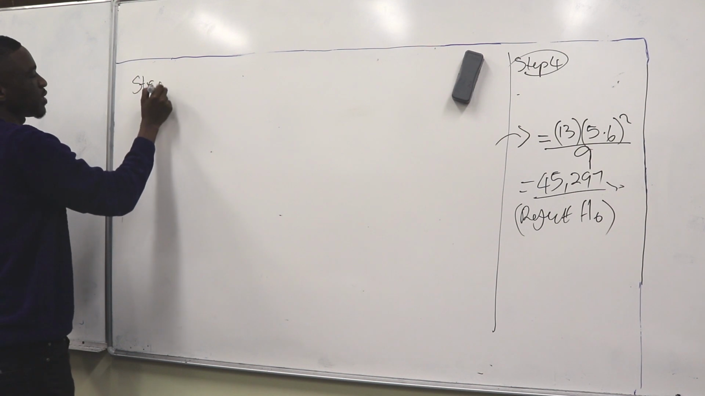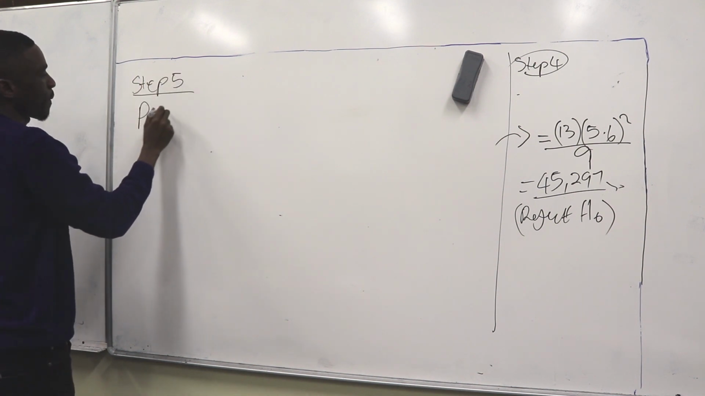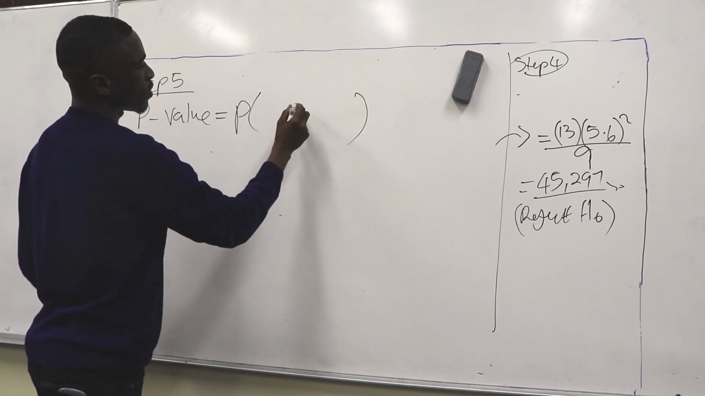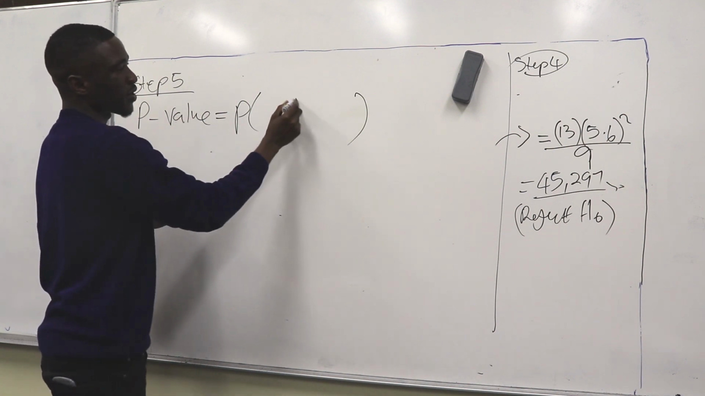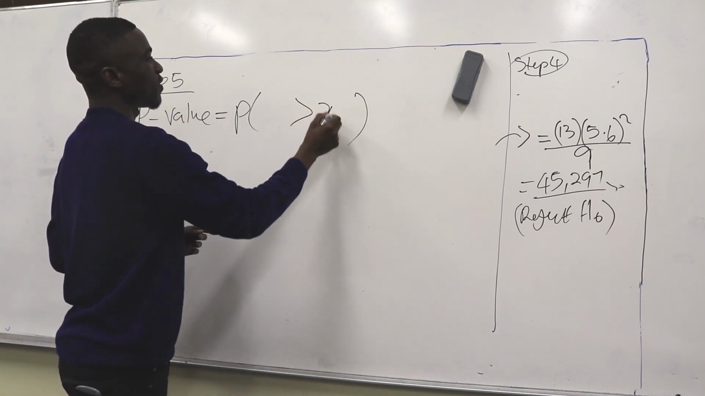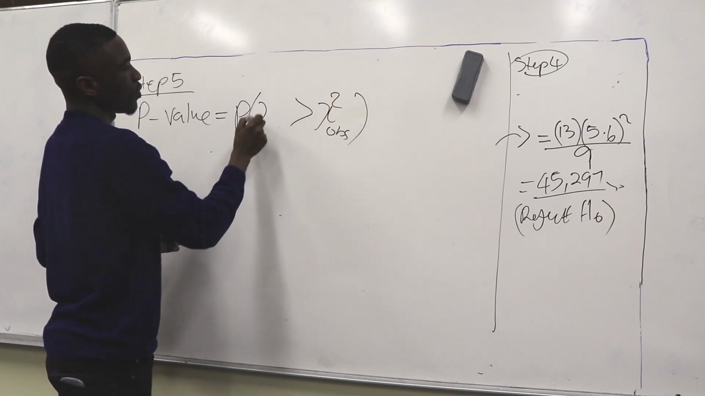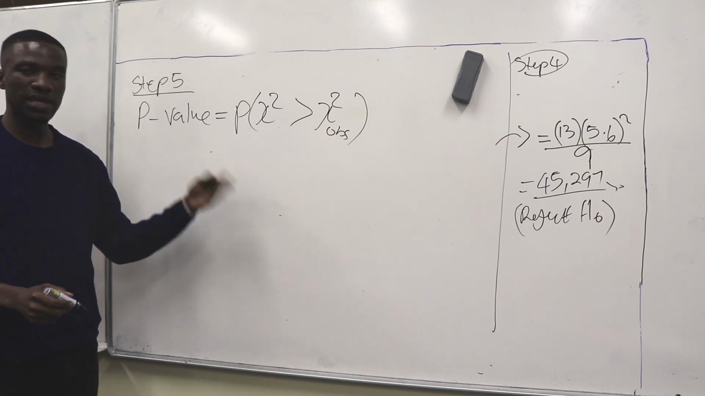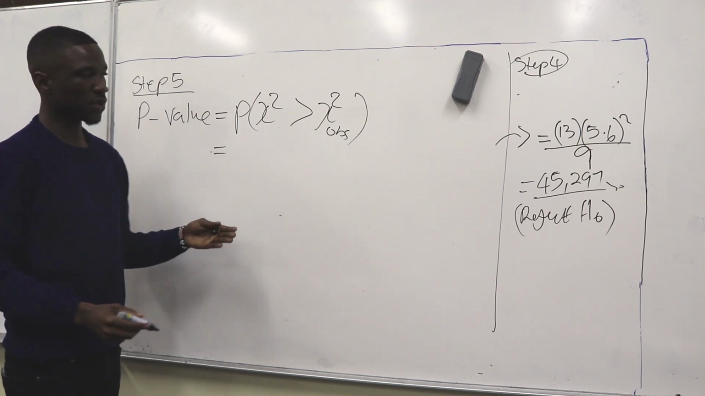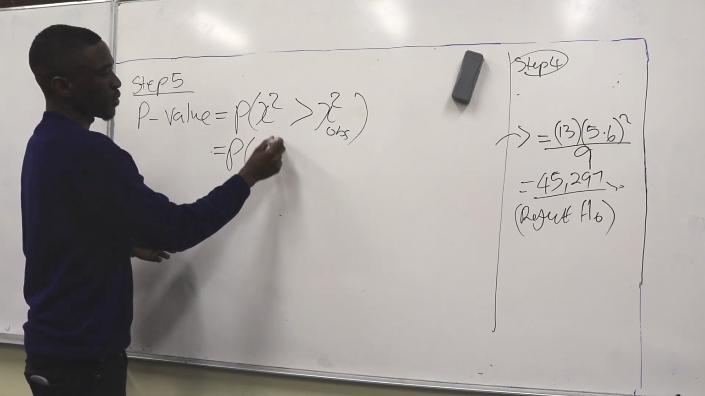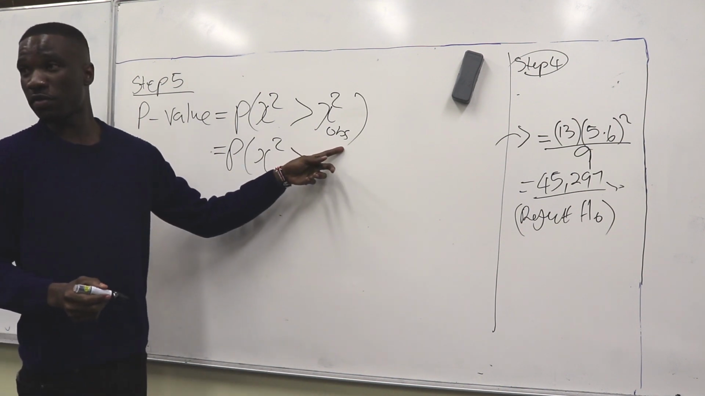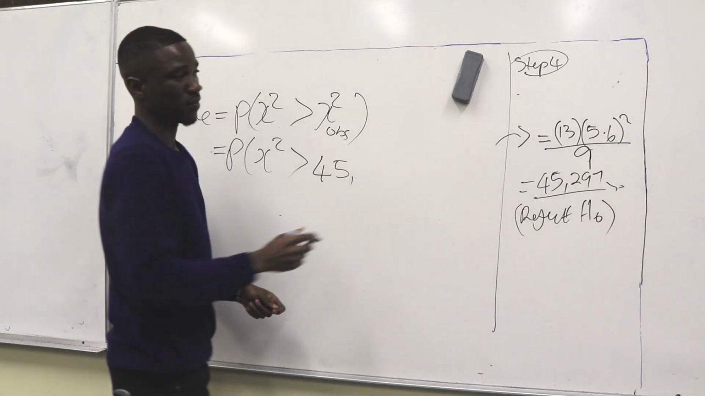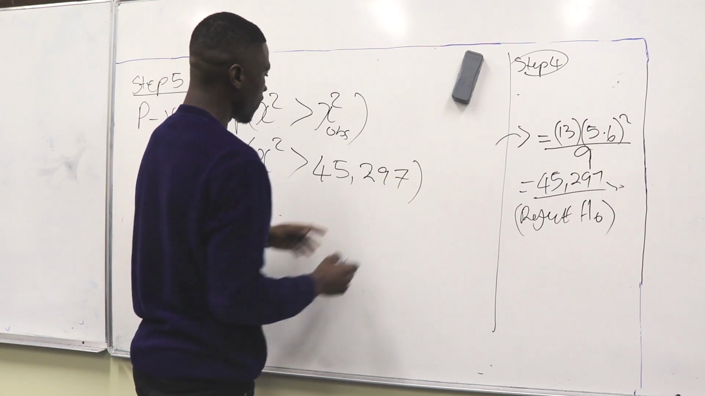So our p-value is actually the step number 5. So it's going to be the probability of, you remember in the first step we already said it's more than, right? So we're going to observe the chi that it's here, and then we're going to find the new chi so that we can pin it against and see whether the p-value itself is greater or less than the level of significance we're given. So here, you remember that the value that we observed was 45.297. So this is the value that we observed.